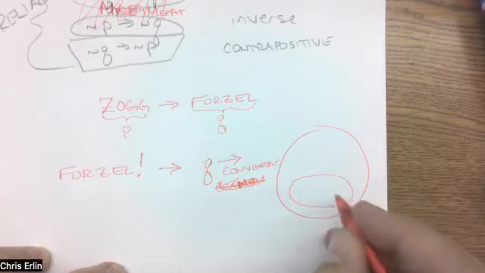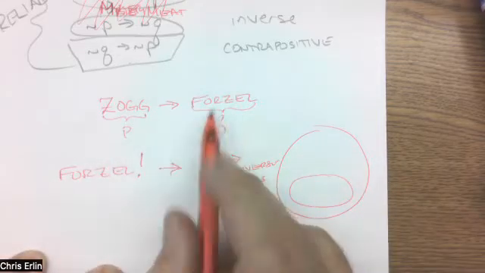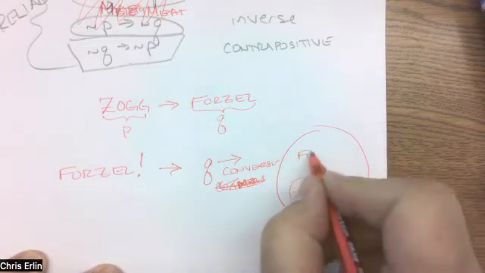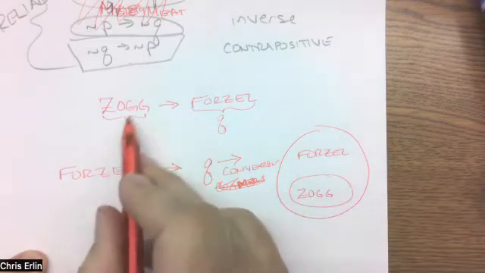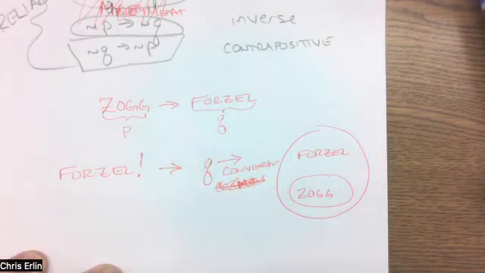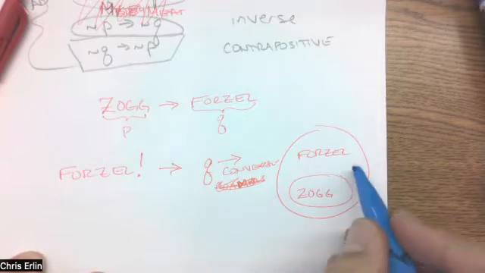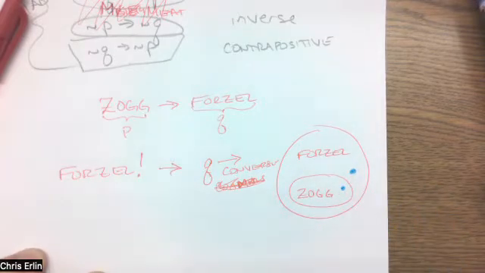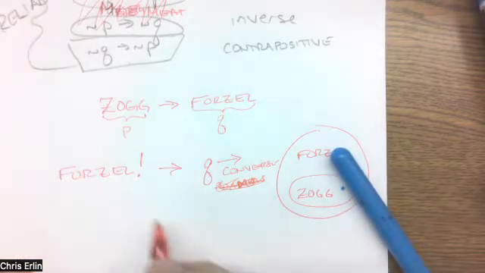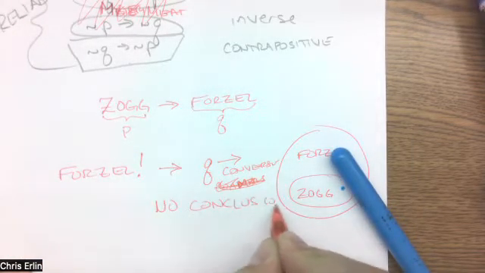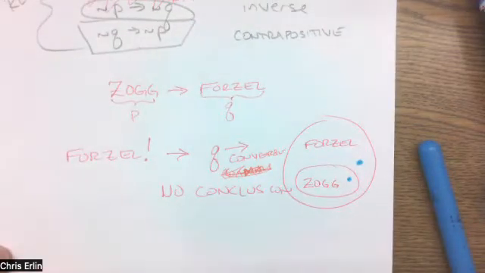Well, remember that if-then statements can always be written as a Venn or an Euler diagram. And whatever's the hypothesis goes in the small circle, whatever's the conclusion goes in the big circle. And what I'm telling you now is Forzel is true. But I could have Forzel be true here, or Forzel be true here. It's uncertain to me whether it's Zog or not. For this reason, if this were given to me, I'd say no conclusion. Any questions on that piece right there?